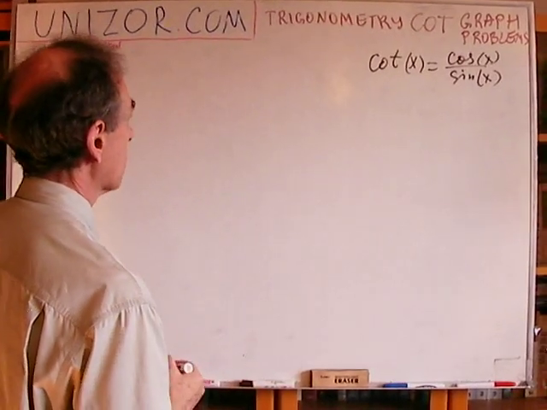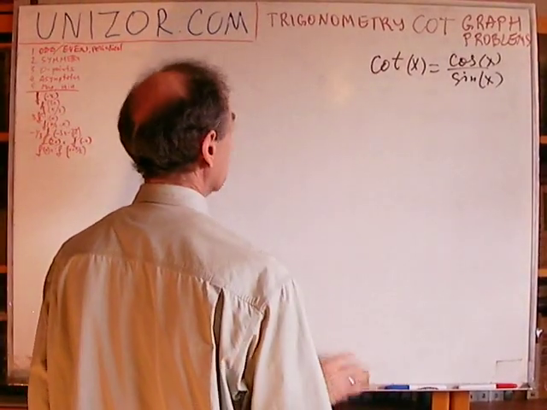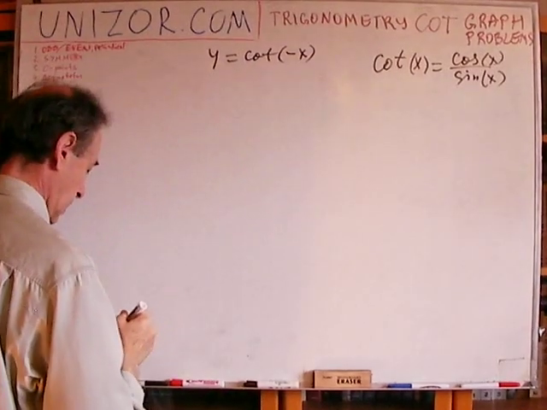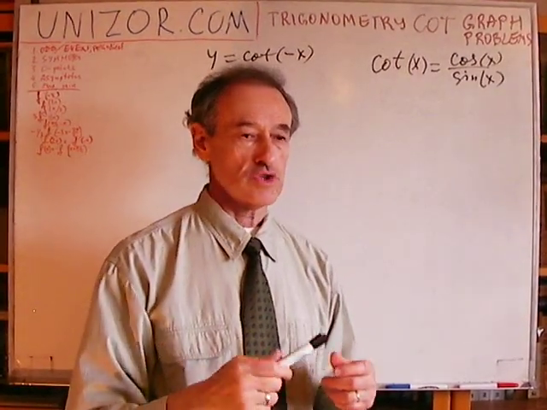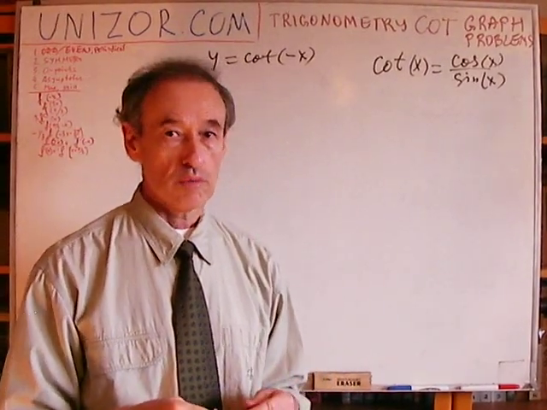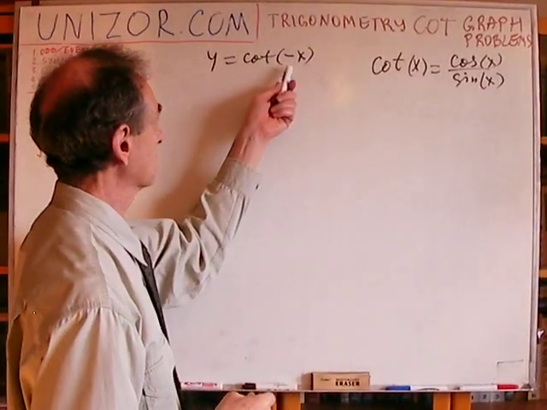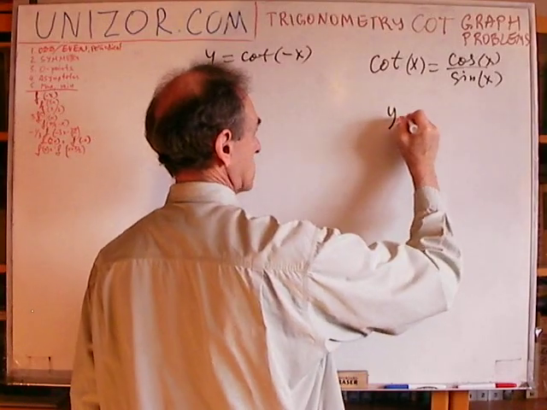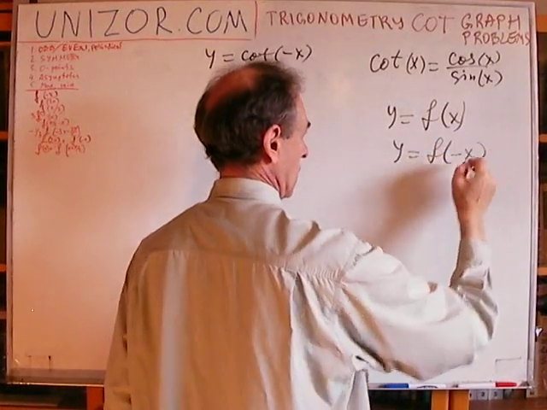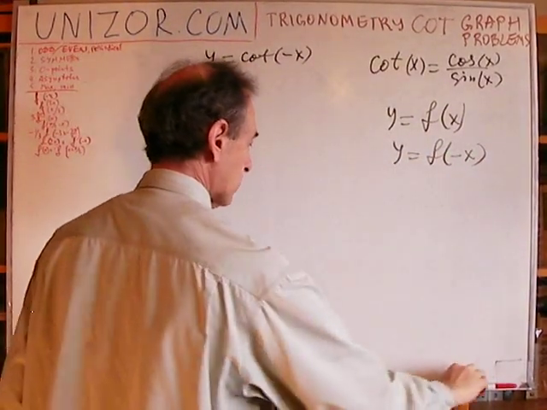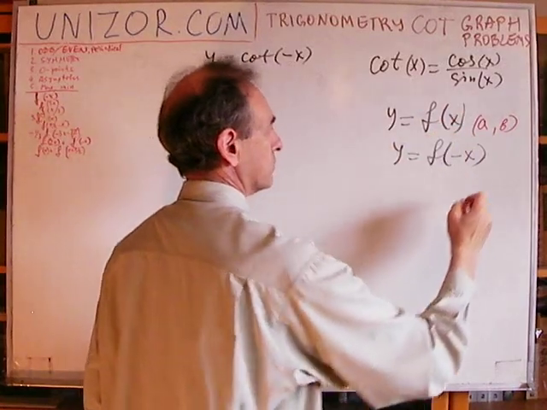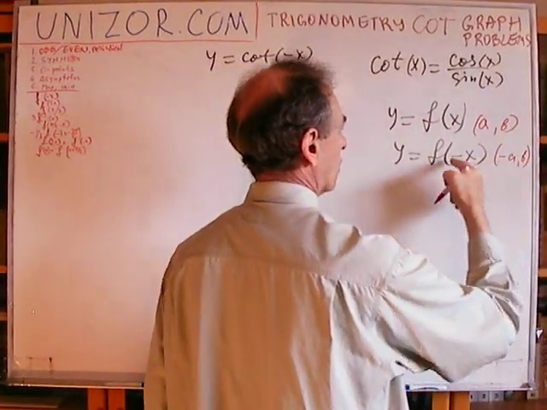So, let's draw the graphs. The first one is y is equal to cotangent of minus x. Now, in the previous lectures, which were dedicated to other trigonometric functions, and in the general lecture about functions and their graphs, I was talking about the graph of this function. Basically, we can generalize these two functions. If the point (a, b), let's say, belongs to this graph, then the point (minus a, b) belongs to this graph.